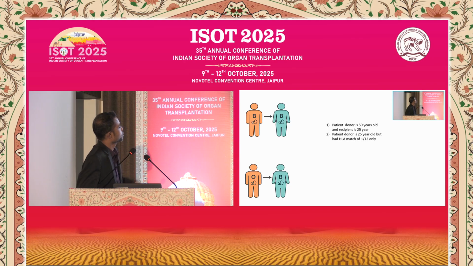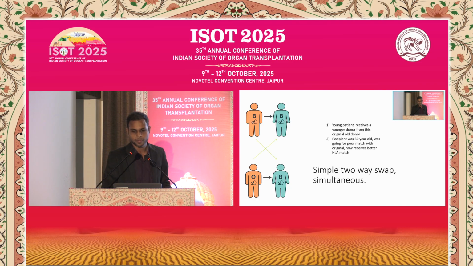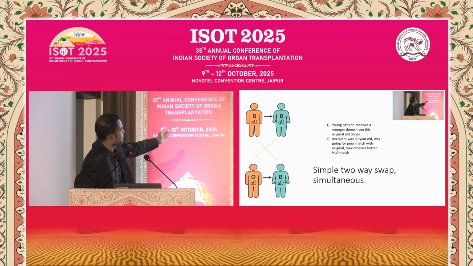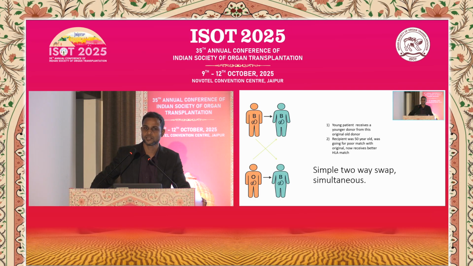So the donor is older. In the second pair, the donor is 25 years old and his recipient is quite old, and even the HLA match is only 1/12. So what can we do? Again we can do a swap here. Now the younger donor goes to the younger recipient, and the older donor goes to the older recipient. Both were compatible pairs, but still we are getting a better outcome. At least theoretically we are getting a better match and a better age donor. This is the power of compatible pairs in kidney exchanges.